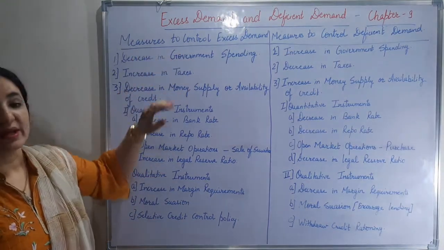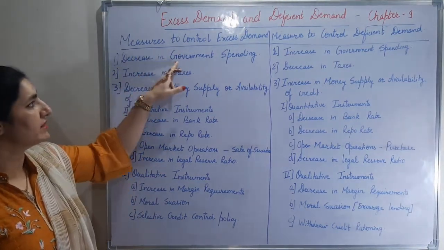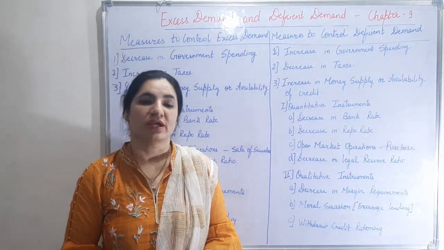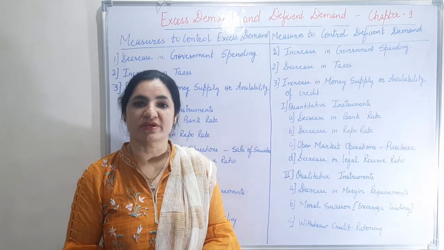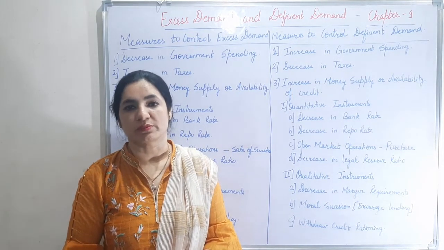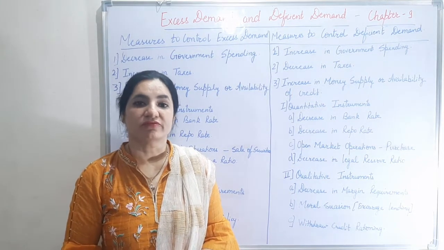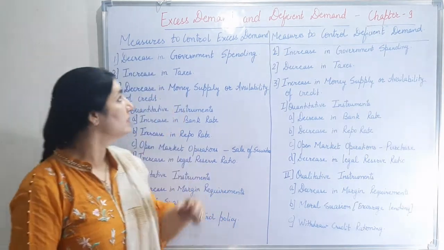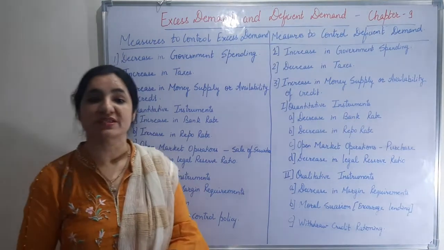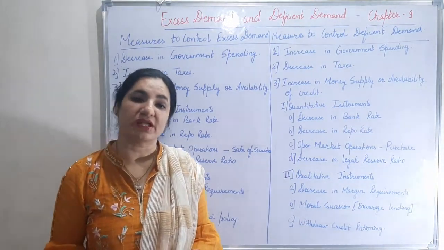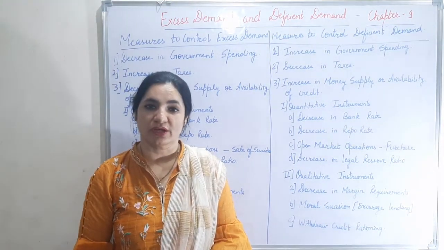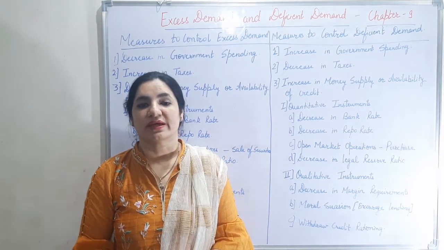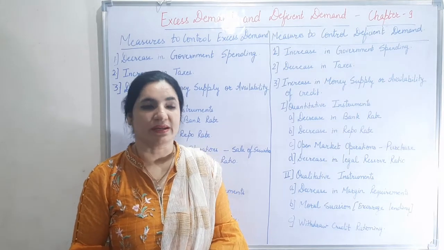Measures to control excess demand. First is decrease in government spending. Government generally spend on infrastructural requirements of the economy or for the administrative expenses. If there is more money supply in the economy or investment is high, then government should decrease the government spendings, like the spendings which are unproductive for the economy. So these spendings can be reduced to bring the aggregate demand to the desired level.